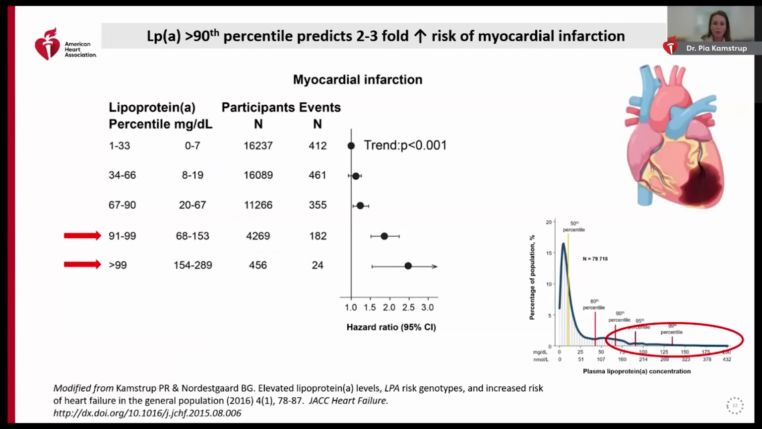Now, this slide depicts risk estimates for myocardial infarction. We see a stepwise increase in risk with increasing Lp(a) levels. Notably, while risk starts to increase already at moderately elevated levels in the top third of the concentration distribution, it is apparent that markedly increased risk is exclusively found for high and extremely high levels. Thus, Lp(a) levels above the 90th percentile predict 2 to 3-fold increases in MI risk as compared to risk in individuals with levels in the lower third of the concentration distribution.